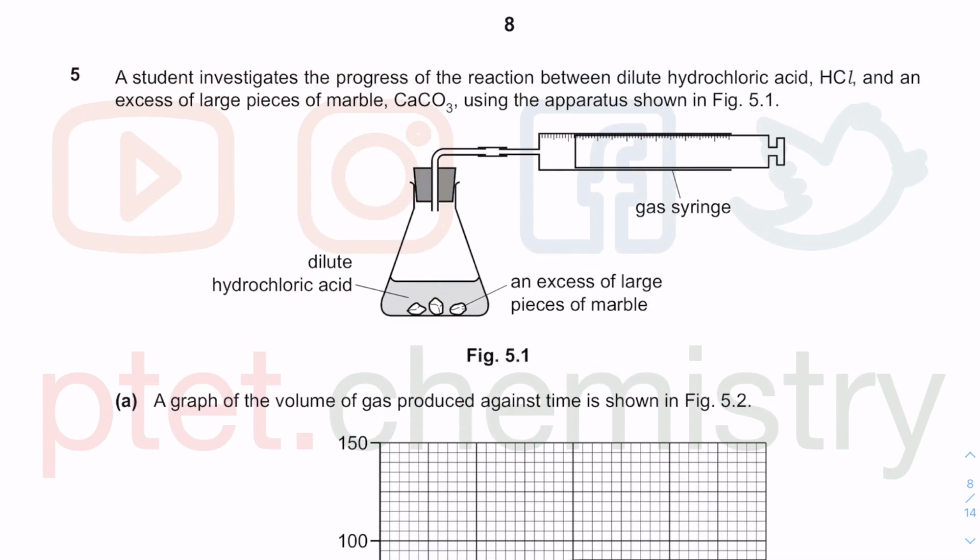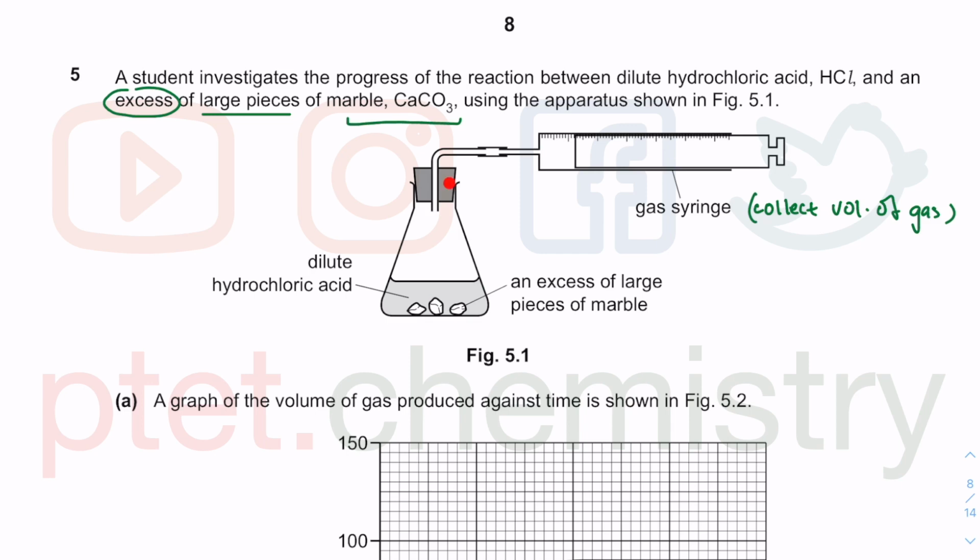In this question number 5, this student investigated the progress of reactions. This is between an acid and an excess of large pieces. Marble chip is basically calcium carbonate. And we have a gas syringe. Gas syringe will collect volume of gas. And the difference between a gas syringe and a gas jar is that a gas syringe has these graduated lines that can measure the volume of gas.